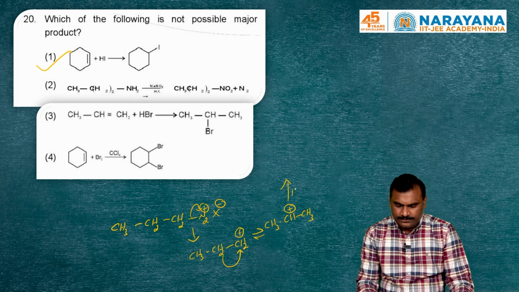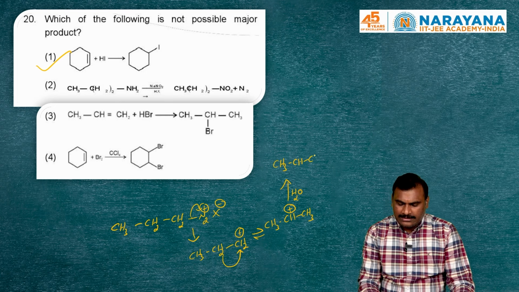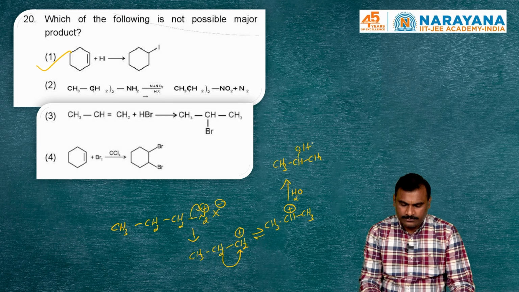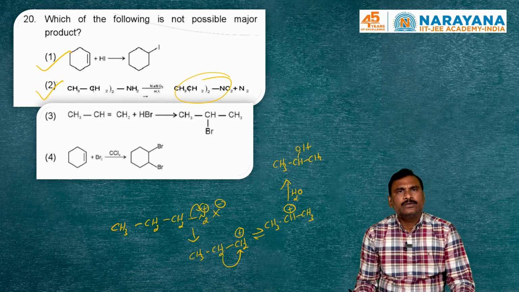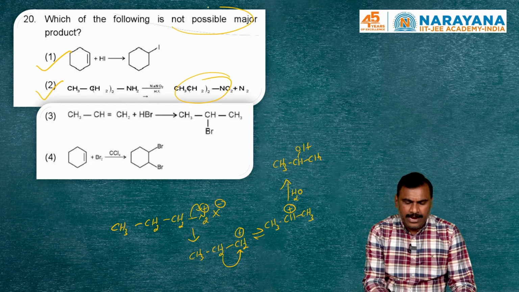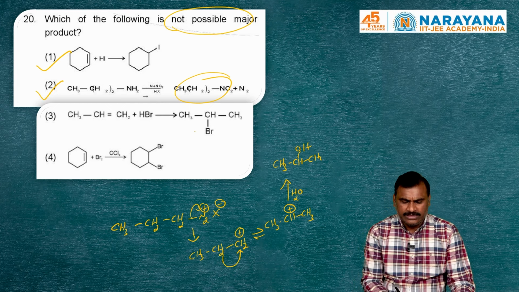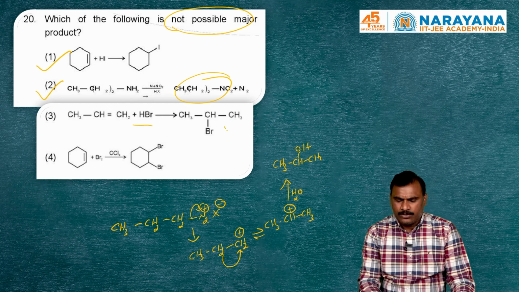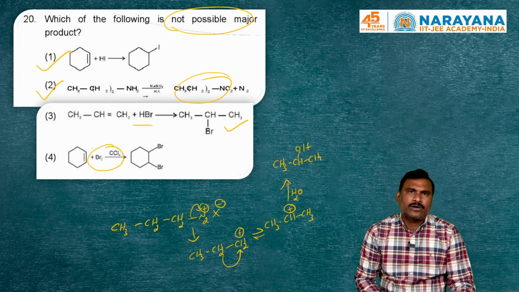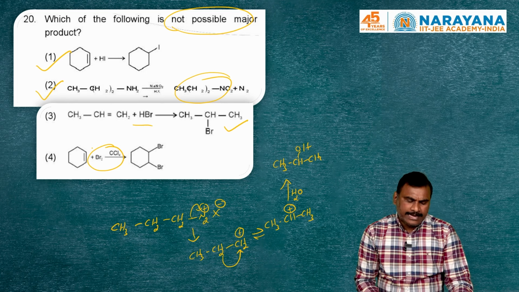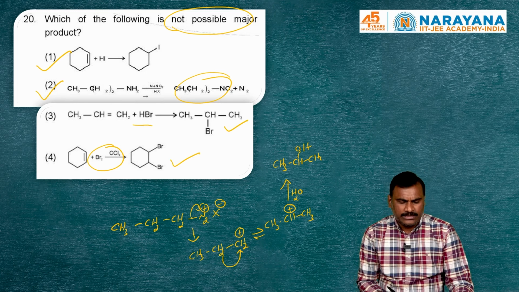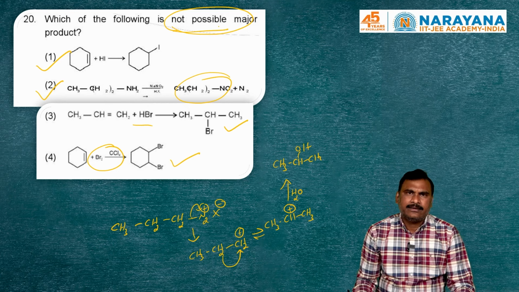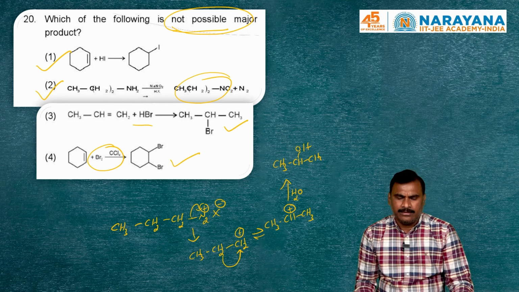Now the solvent water attacks, and we get alcohol as the major product rather than nitroalkane. Therefore, the answer should be 2, because the question asks for the not possible major product. You see another one also: HBr addition is Markovnikov addition; bromine in CCl4 gives a cyclic bromonium cation, followed by which we get the dibromoalkane. So the correct option for the given question is the second, because that is the only wrong product given.